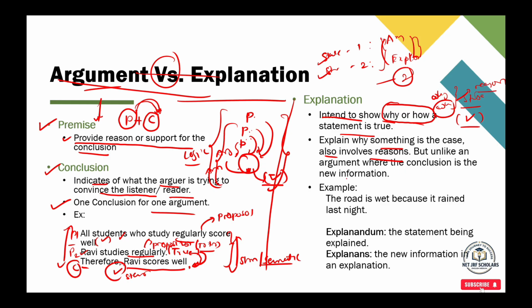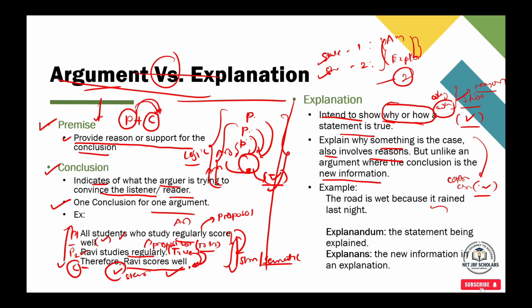But unlike an argument, where the conclusion is always new information. As you can see, you don't know that Ravi scored well, but because of these two premises, the arguer is saying that Ravi scores well, and you are believing it because structurally it is correct. So that is the argument, and in the conclusion you get new information, whereas it's different in the explanation.